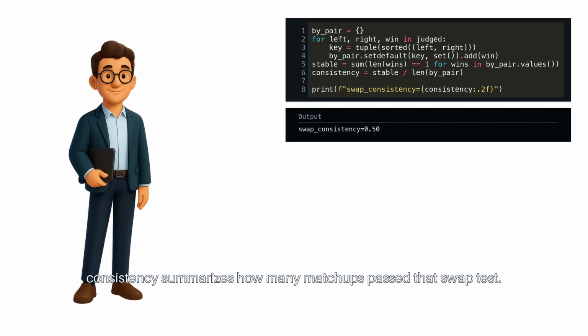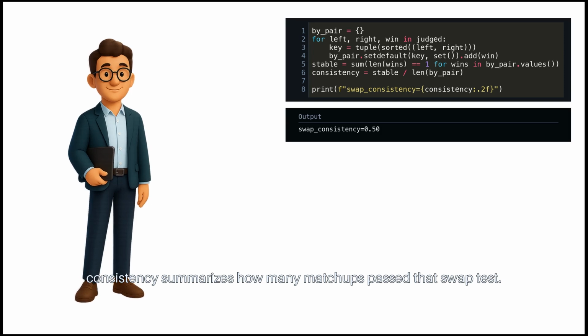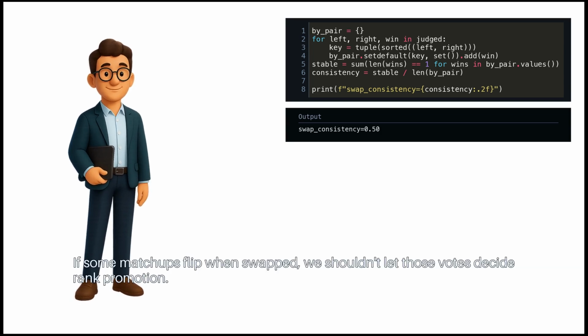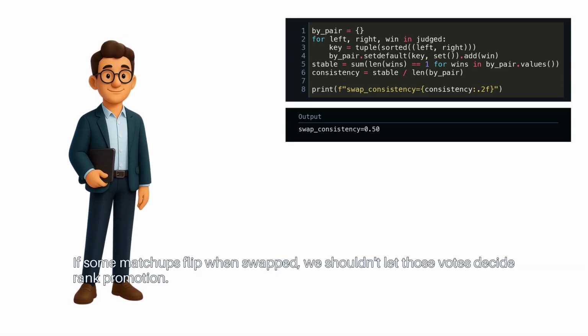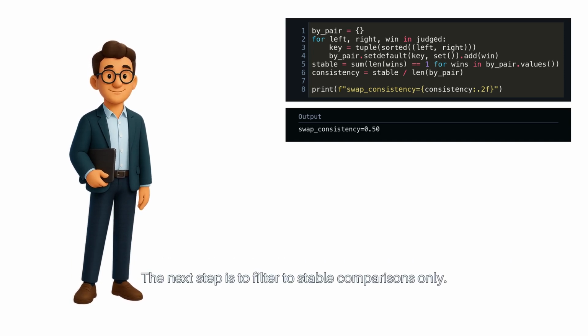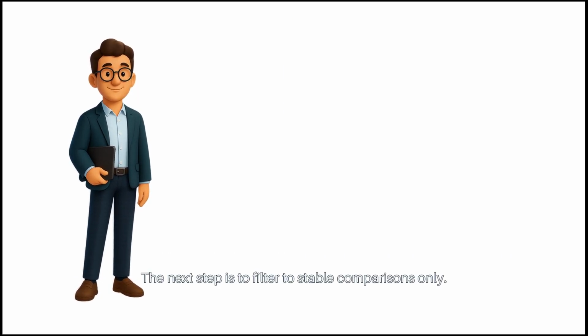Consistency summarizes how many matchups passed that swap test. The visible output shows swap order consistency, which is a stronger bias signal than a raw average score alone. If some matchups flip when swapped, we shouldn't let those votes decide rank promotion. The next step is to filter to stable comparisons only.